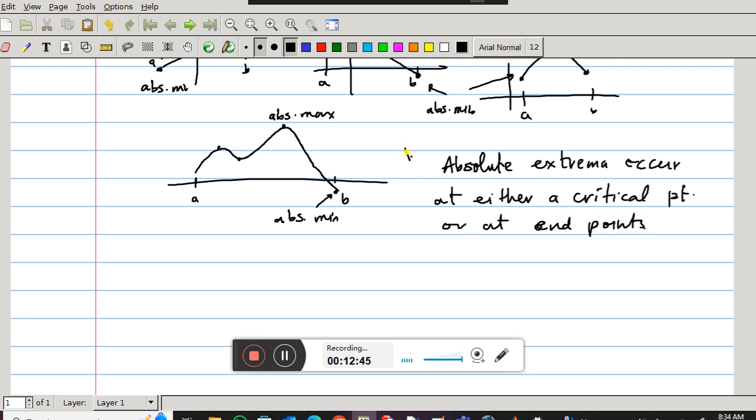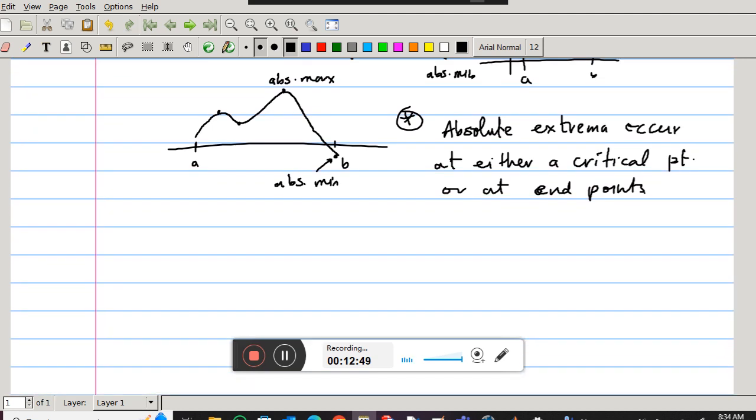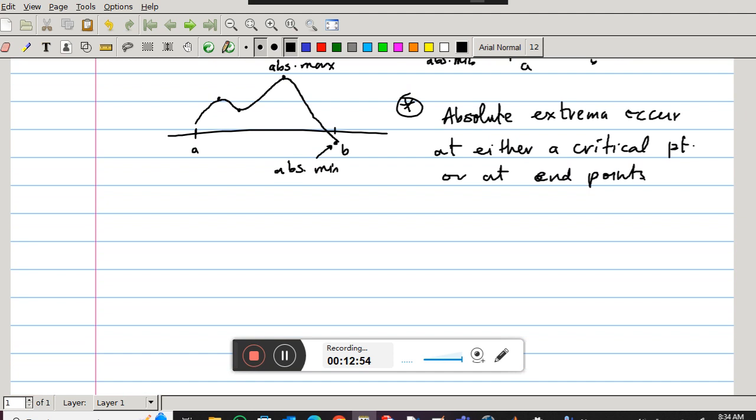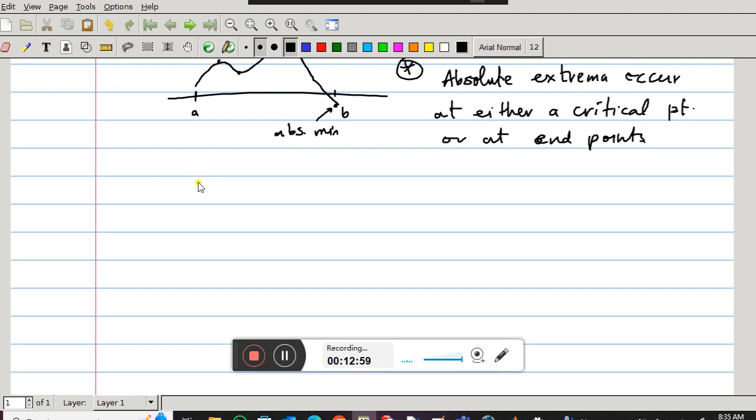So this is a very simple test for closed intervals, and it's always there. For a closed interval, you will never say that there is no maxima or minima if f is continuous. So now what I will do, in step 1, I will find critical points.